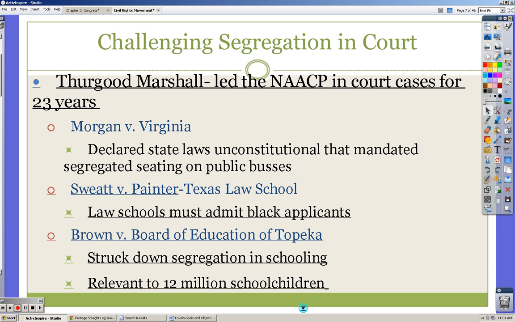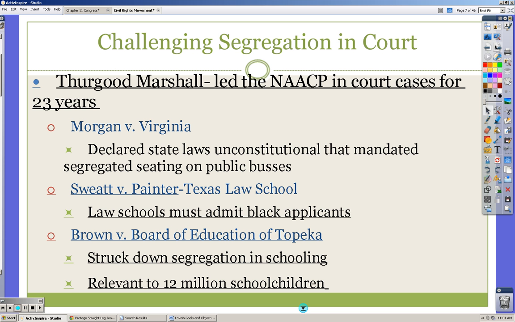And another one, Sweatt versus Painter, deals with the Texas Law School. There's a law school in Texas at Austin that would not admit African Americans, because there was a separate facility that was supposed to be equal, but the court case determined that these were not equal facilities, so these law schools had to admit African American students.